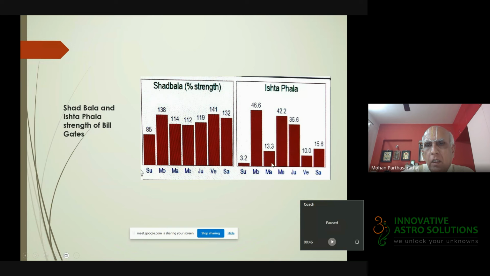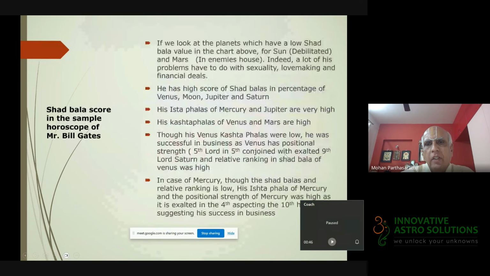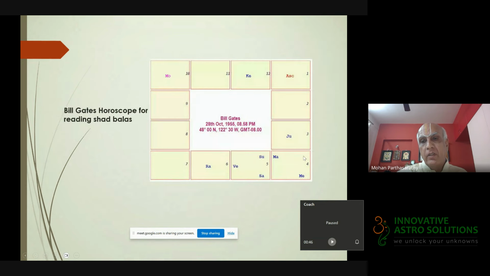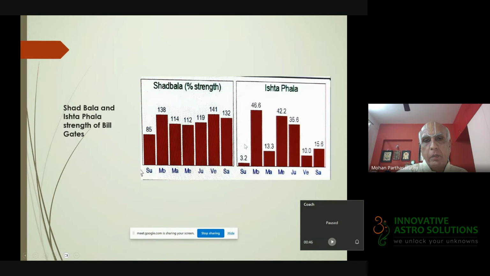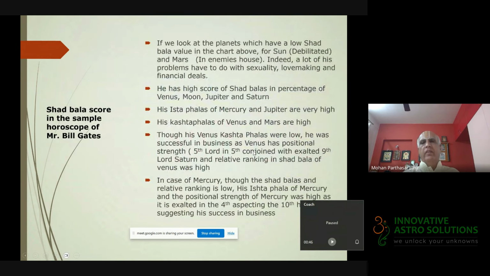Shadbala value is higher, but the Ishtapala value is low for Venus. So it is compensated in the positional strength in his horoscope. In the case of Mercury, though the Shadbalas and relative ranking are low, his Ishtapala of Mercury and the positional strength of Mercury were very high, and it is also exalted in the fourth house and aspecting the 10th. Shadbala is slightly low, and Ishtapala is very high. So there are some compensating factors in his horoscope.